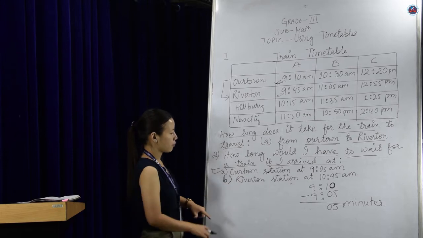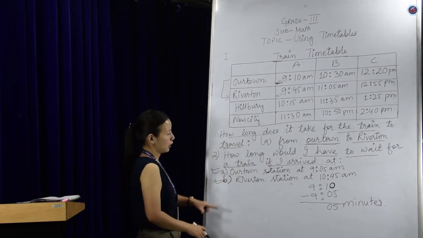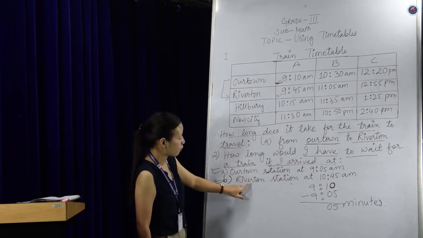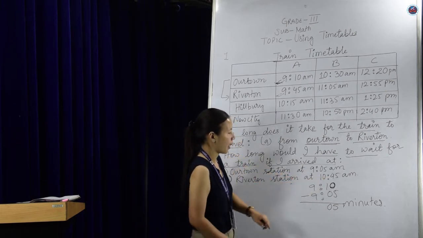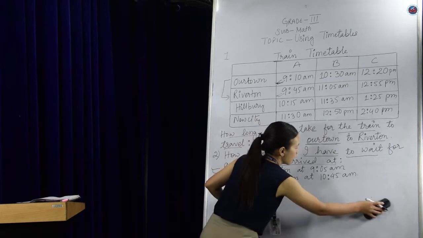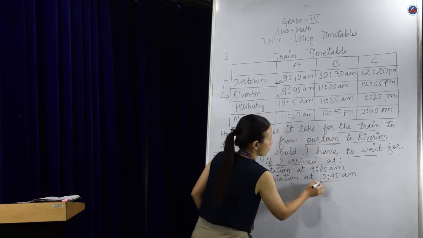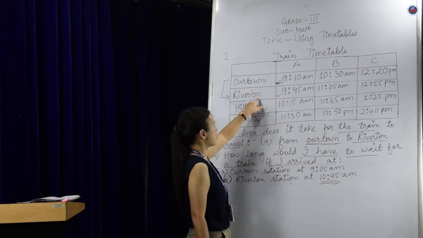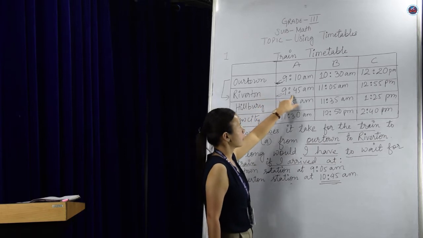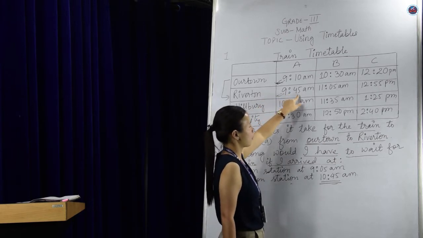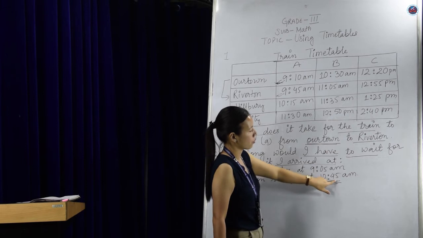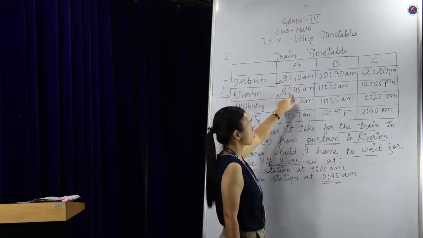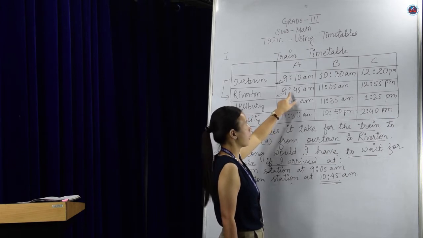Now let's go to this number B. How long do I have to wait for a train if I arrive at Riverton station at 10:45? That means it says arrive at 10:45. So let's have a look. It says Riverton station. That means in this Riverton station, train number A departs at 9:45, and then I'm arriving at 10:45. That means this train has already gone.